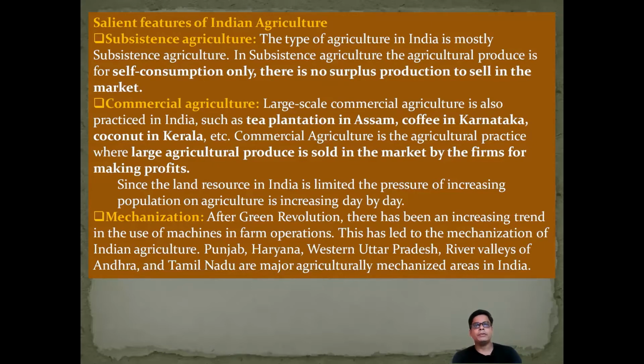First thing, that is the subsistence agriculture. The first feature is that the type of agriculture in India is mostly subsistence. Subsistence agriculture means the production is very less, and it is for self consumption only. Whatever they produce is needed for their family only, and there is no surplus production to sell in the world market.